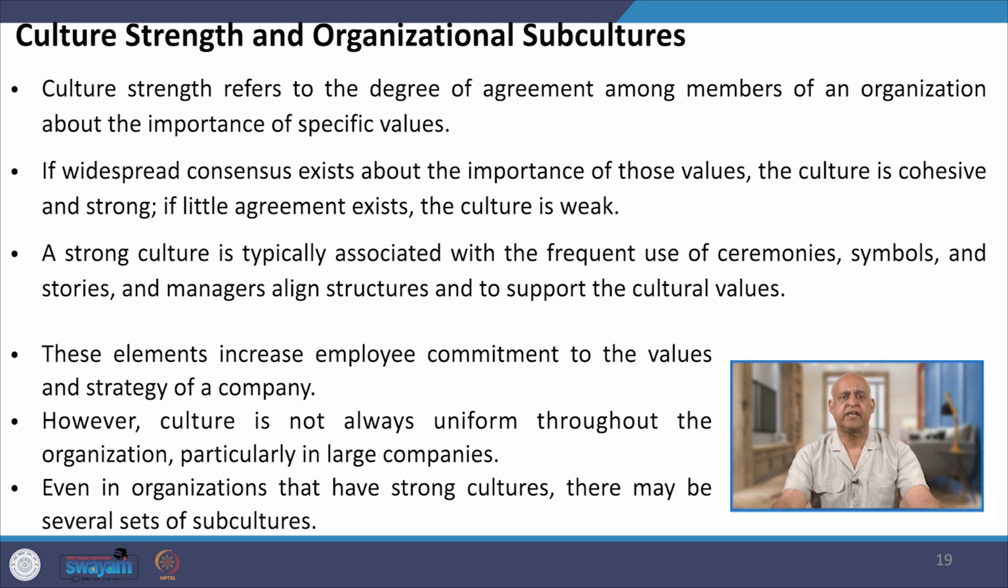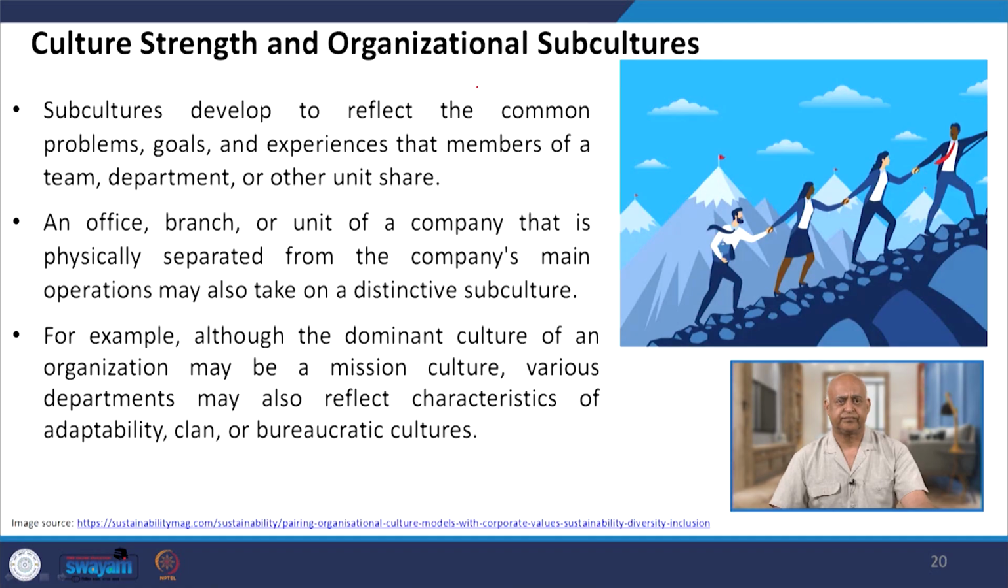These elements increase employees' commitment to the values and strategy of the company. However, culture is not always uniform throughout the organization, particularly in large companies. Even in organizations that have a strong culture, there may be several subcultures. Subcultures develop to reflect the common problems, goals and experiences that members of a team, development or other units share.